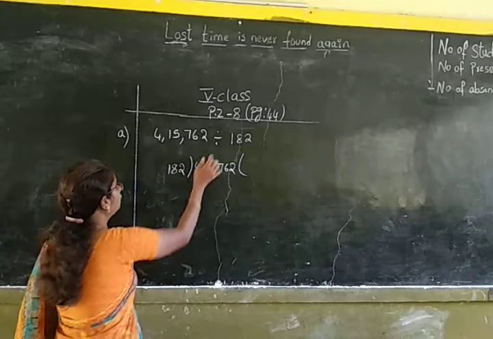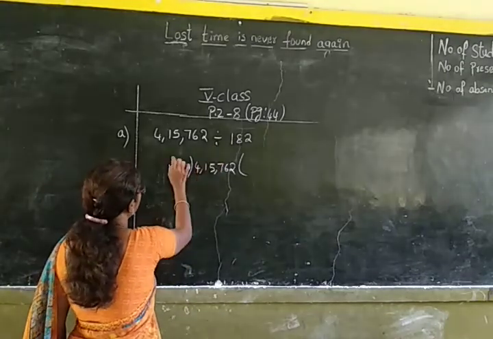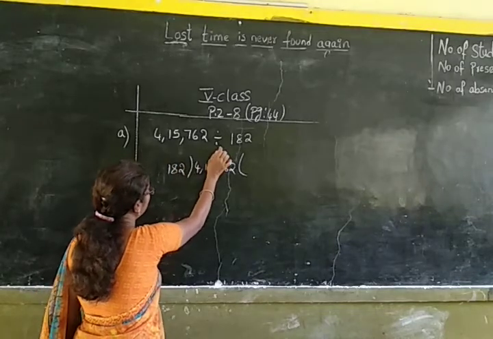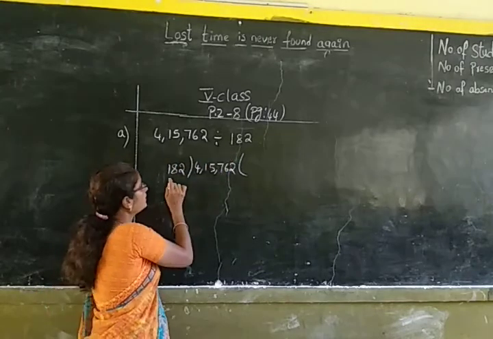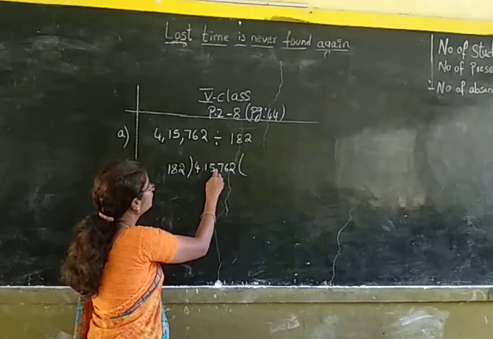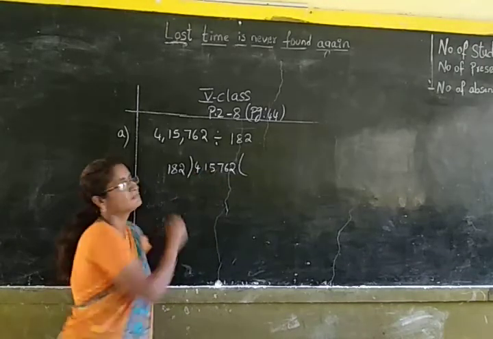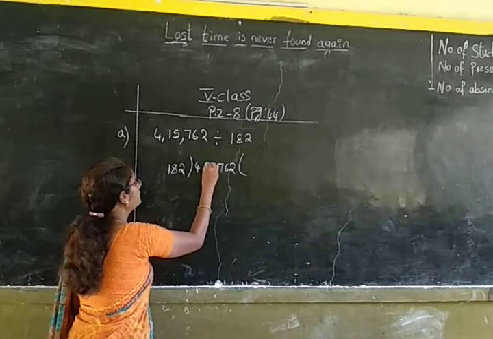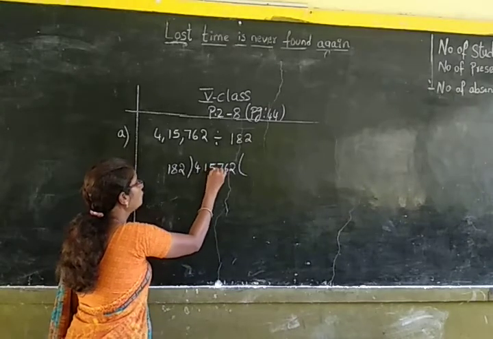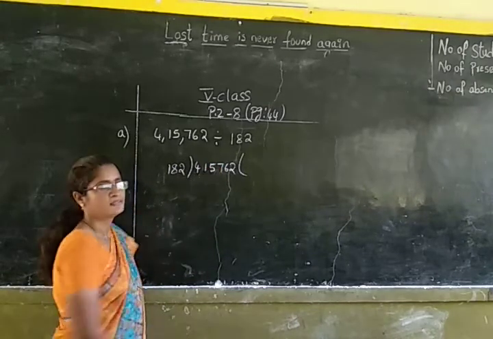If I take 4, this will be lesser than 182. If I take 41, this will be lesser than 182. If I take 415, it will be greater than 182. So I have to take 415, which are 3 digits.